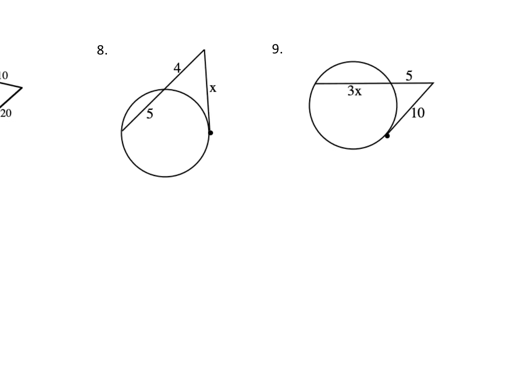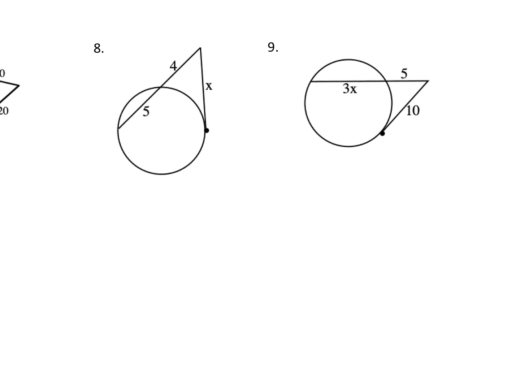Let's look at number 8. The tangent, which is x, so that's x squared. Now the outside segment, which is 4, times the whole thing, which is 4 plus 5. 4 plus 5 is 9. 9 times 4 is 36, so x squared equals 36. If I square root that, x is then just plain old 6.